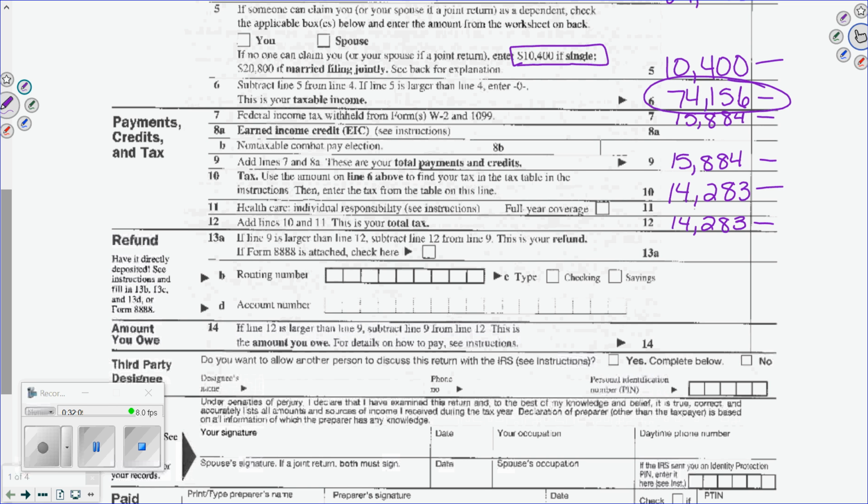All right, here to find out, do we have a refund? If line 9 is larger than line 12, is line 9 larger than line 12? Yes. Okay, so I'm going to fall there. This is your refund. Subtract line 9 from line 12. Okay, subtract line 9 from line 12.